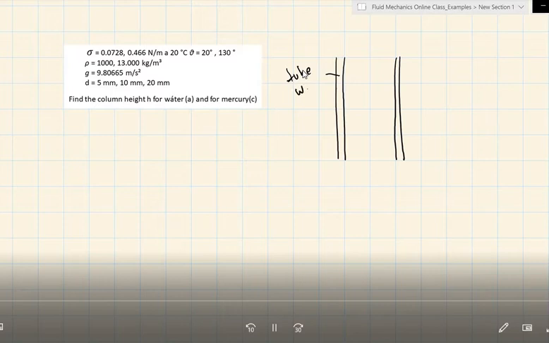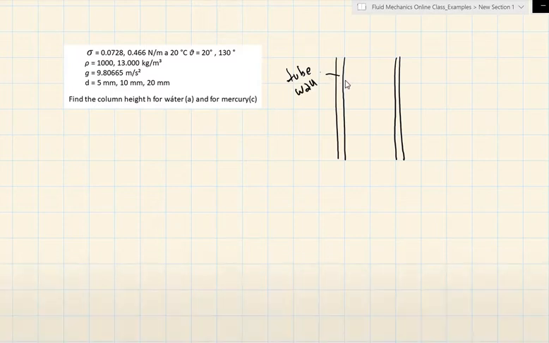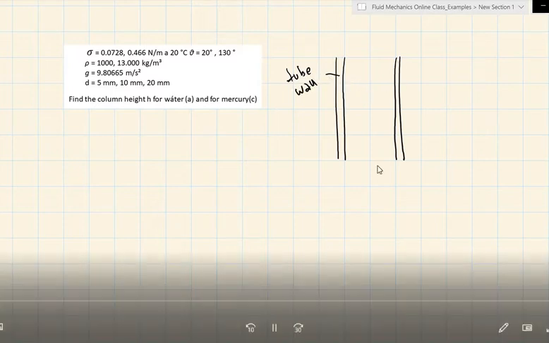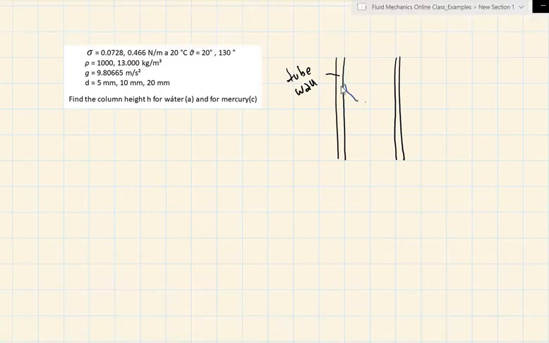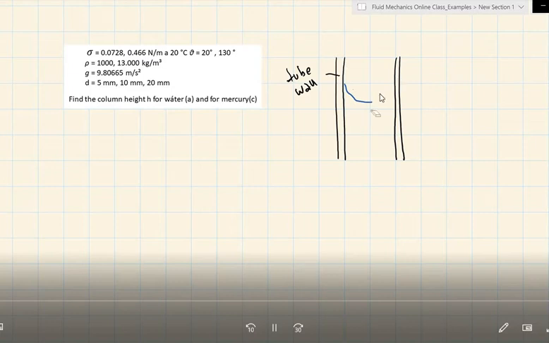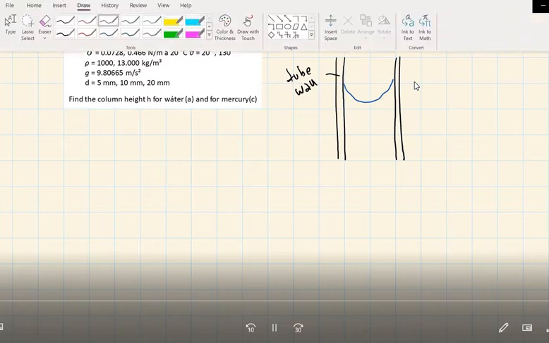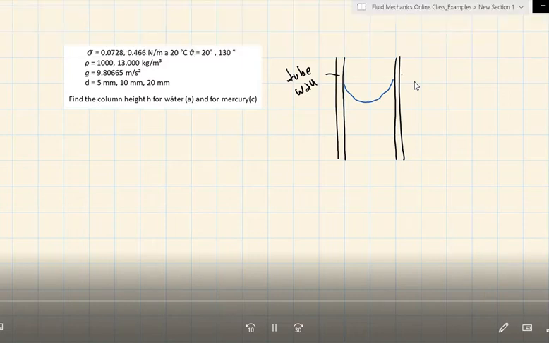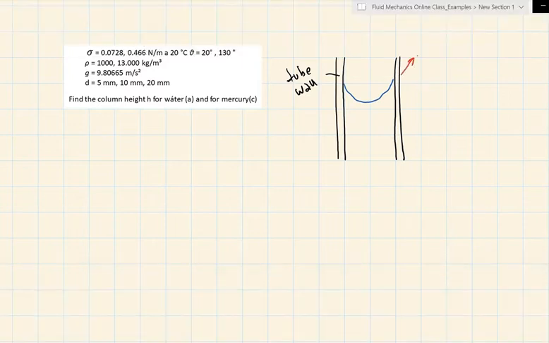Okay, and from those tube walls, you will have a meniscus that looks like this when you draw it in 2D. So the meniscus is drawn in blue, and it has a curvature, and that curvature is produced by the force of the surface tension that we're going to draw in red. This force forms an angle with respect to the vertical wall of the tube.